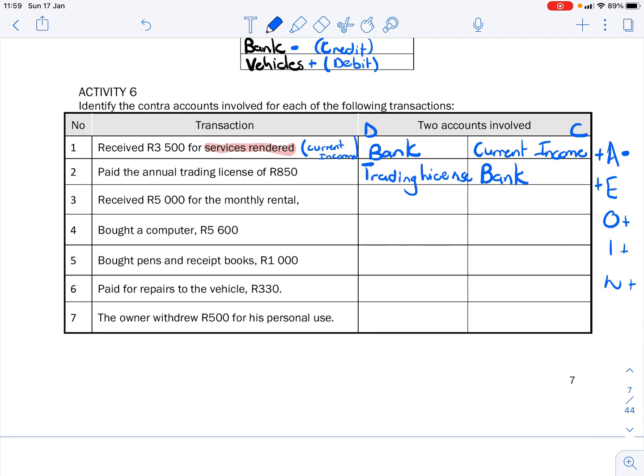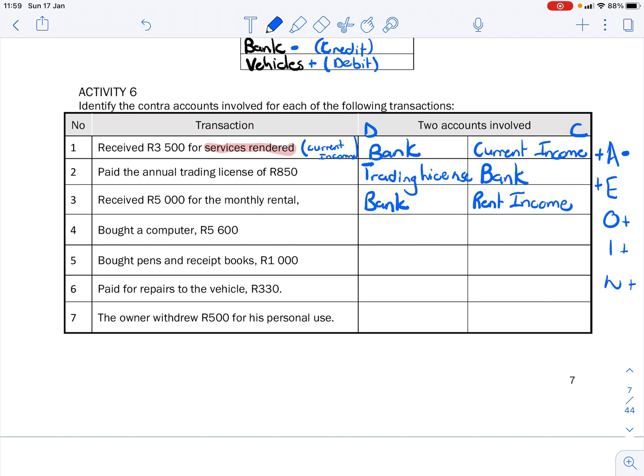If we receive money for the monthly rental, we have bank, we are receiving money, it is increasing, so we debit bank, and we have rent income. Incomes increase on the credit side. If we're receiving money, it is an income.